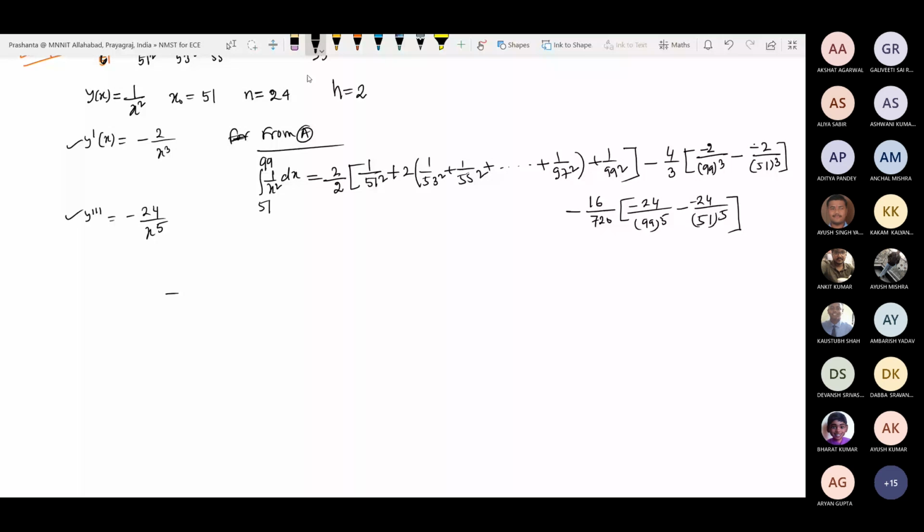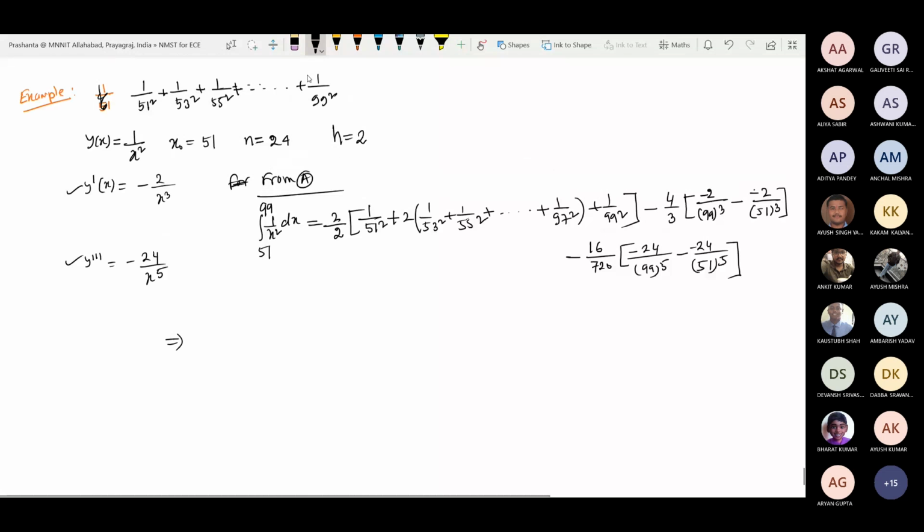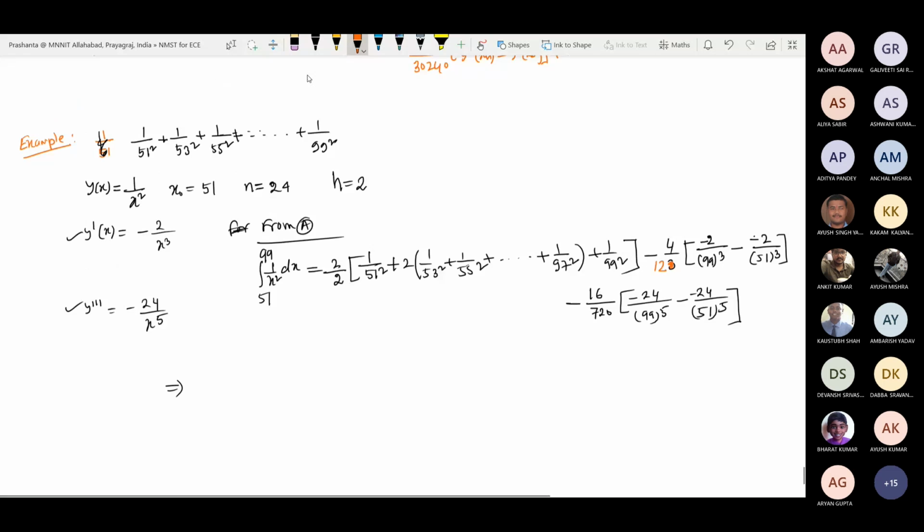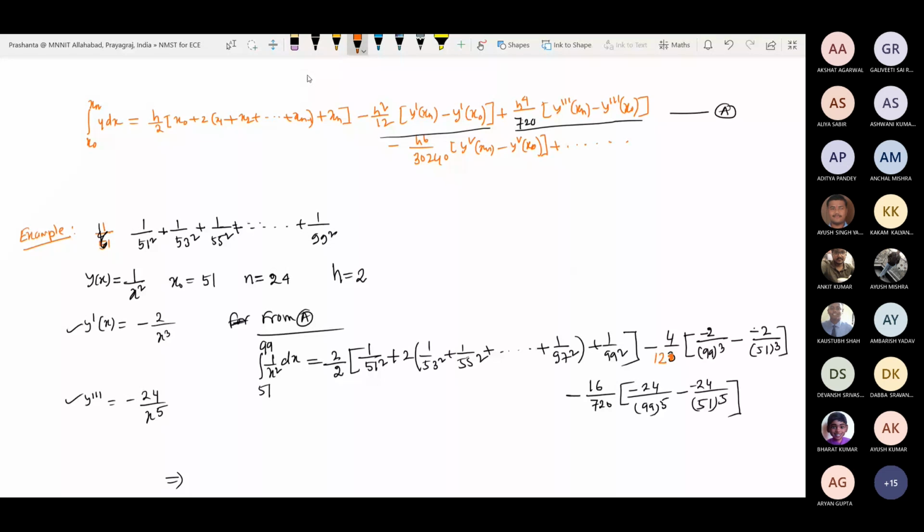Sir, in the second term, it is 4 by 12 now. Oh, it is 4 by 12. Why did I write 4 by 3? Maybe by mistake. It is 4 by 12. Yes, let me see the formula. Yes, 4 by 12.